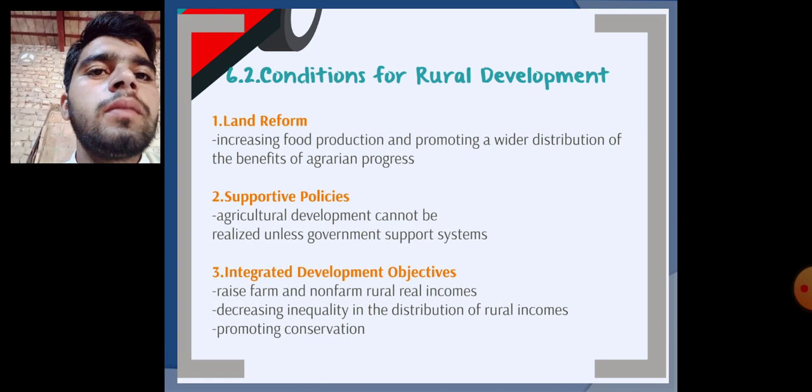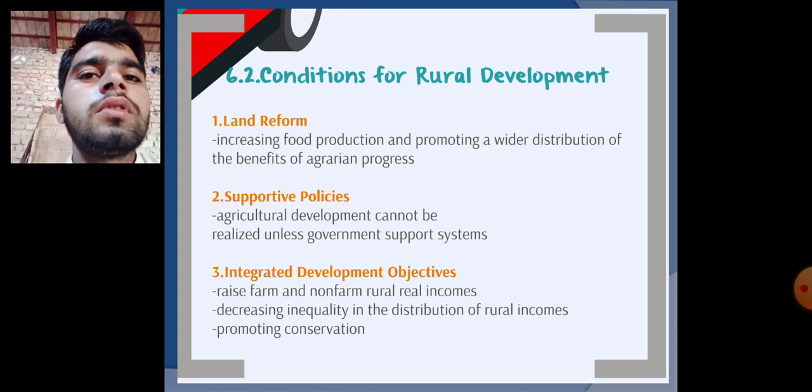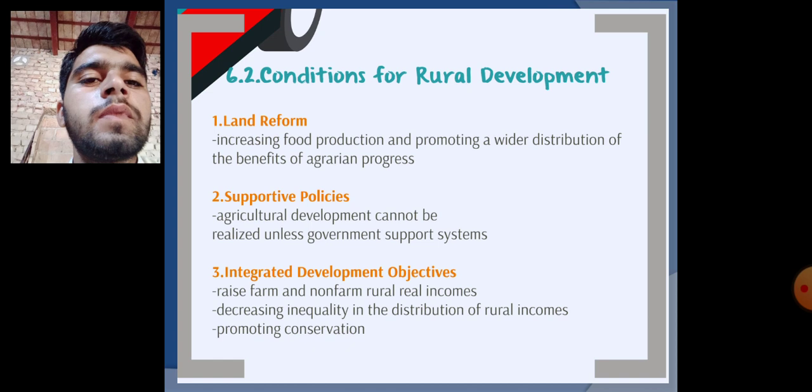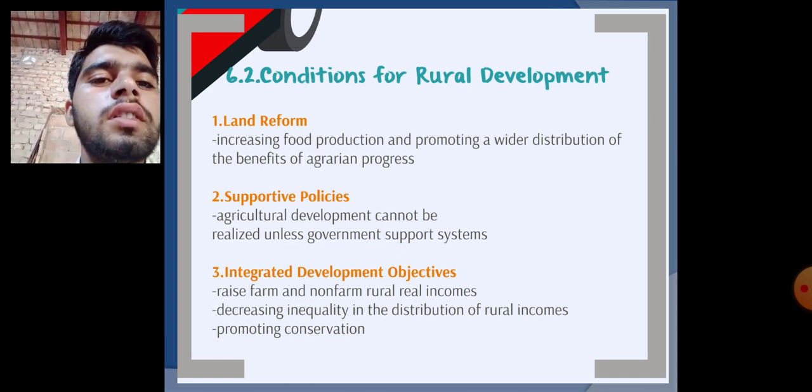Conditions for rural development: land reform, increasing food production and promoting a wider distribution of the benefits of agrarian progress. Supportive policies. Agricultural development cannot be realized unless government supports systems. Integrated development objectives: raise farm and non-farm rural real incomes, decrease inequality in the distribution of rural incomes, and promote conservation.